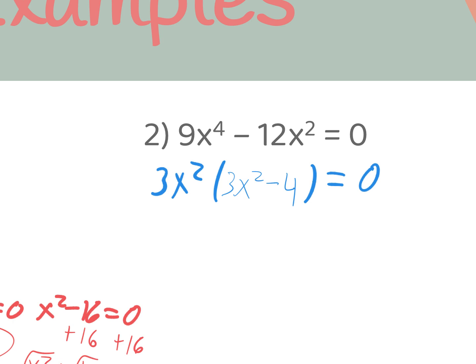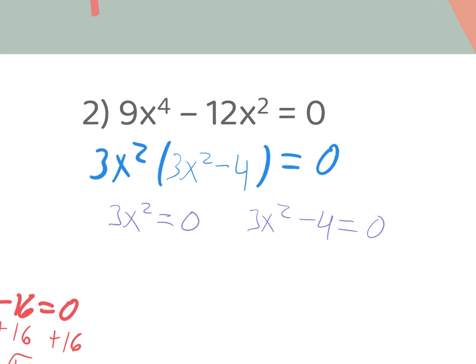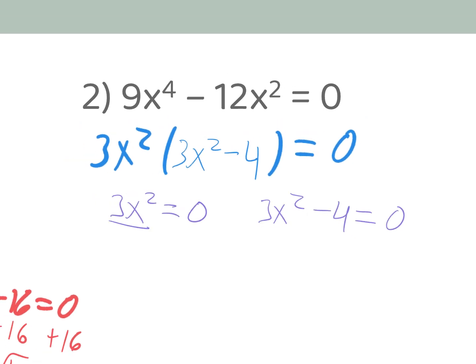Right, we don't factor 3x squared minus 4. It doesn't factor nicely, so we just set them both equal to 0. So we get 3x squared equals 0. 3x squared minus 4 equals 0. All right, and now here we divide both sides by 3. It looks like we get the exact same answer as the last one. For one of our solutions, x squared equals 0. Square root both sides, x equals 0.